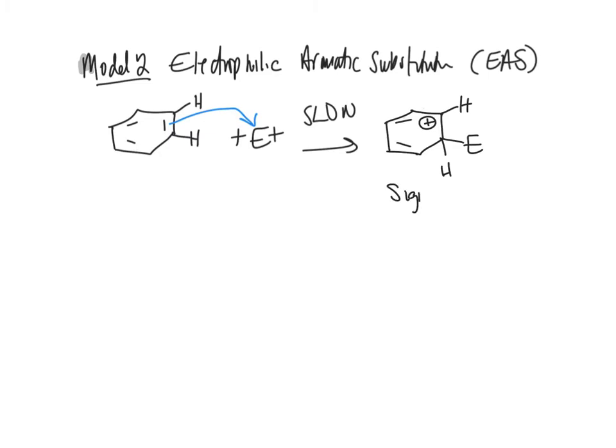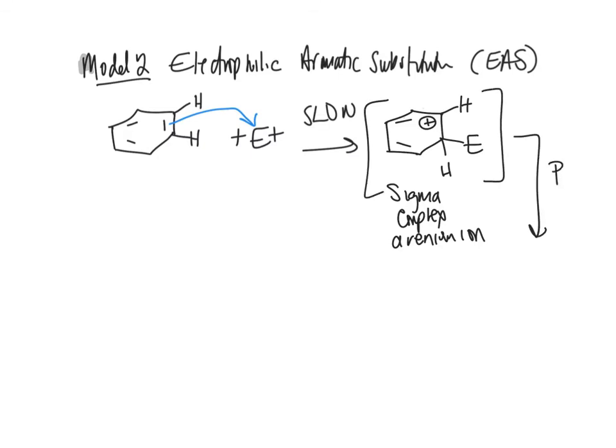This is sigma complex, also called the nitronium ion. You put that in brackets, and then some form of base will come and take this hydrogen. Those electrons go there to form the rearomatization.